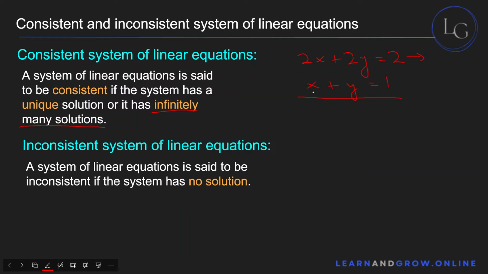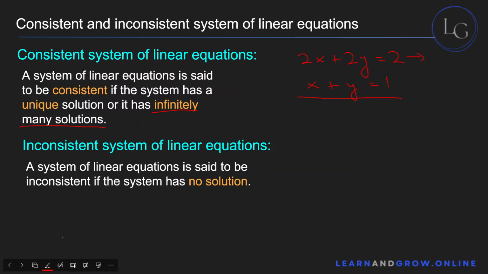So both of these equations are equal. And so basically you will not have a unique solution for x and y. Since they are both equal and lie on the same line on a plane, they'll have infinitely many solutions as they intersect on infinitely many points. So for a consistent system of linear equations, basically you either have a unique solution or you have infinitely many solutions.